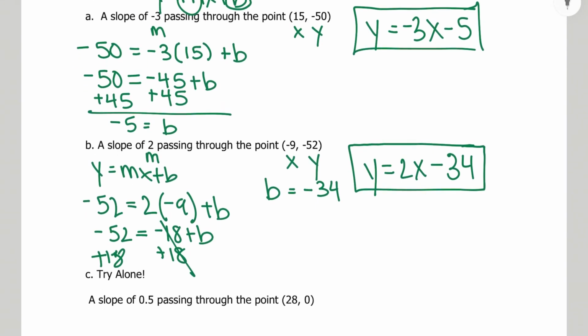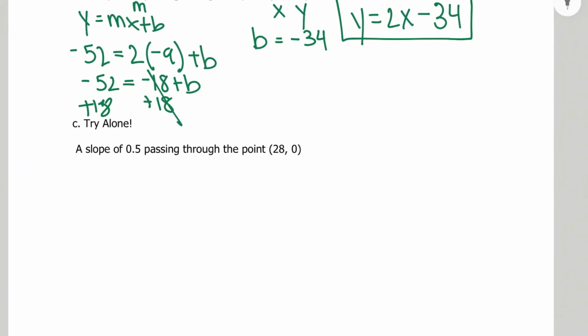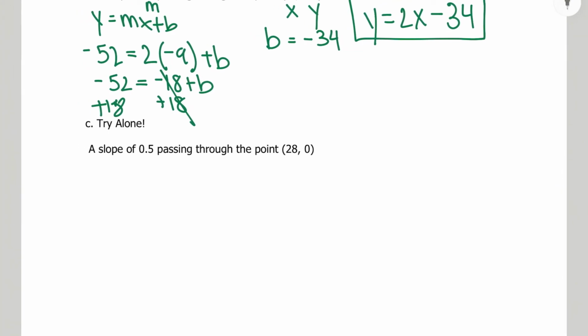Okay, so now it's your job to do part C. I'm going to quietly do this, and then you can check your answer. So you should be doing this on your own, and then checking what you did when you're done.